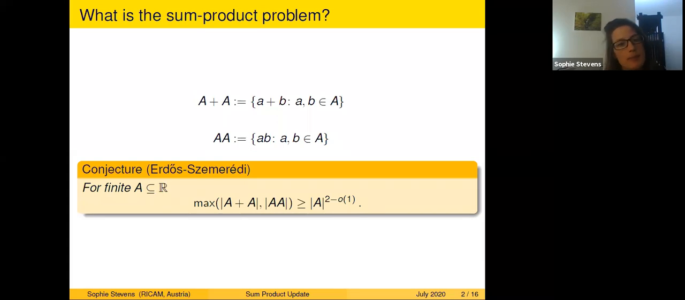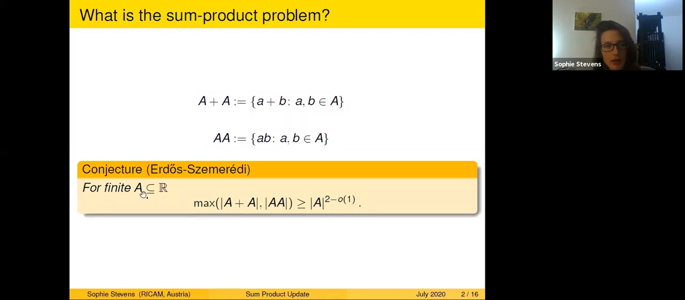All right, maybe a bit of historical background. Erdős and Szemerédi first conjectured that this should be true over the reals. And they conjectured that if your favourite set is the first n integers, then whatever the size of that product set should be is what this little o of 1 term is hiding.